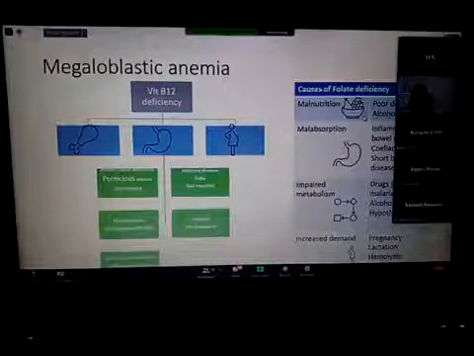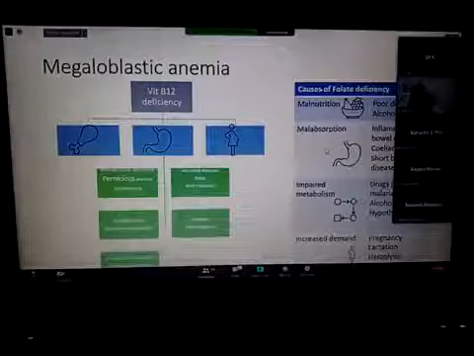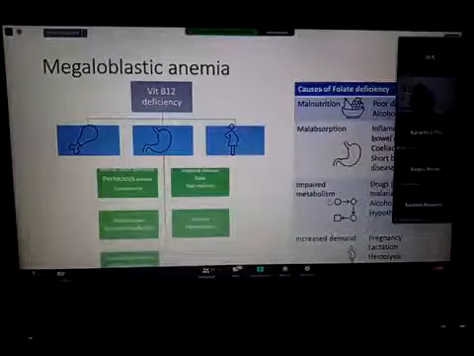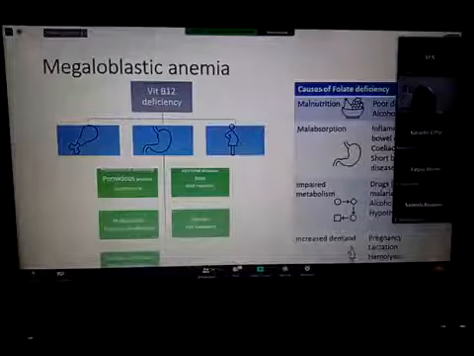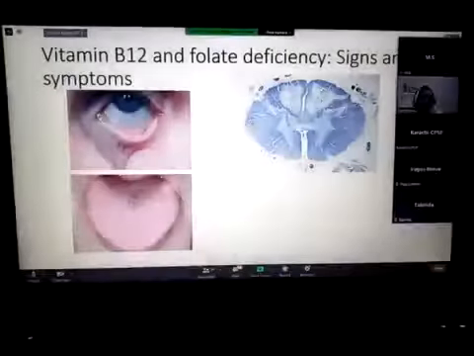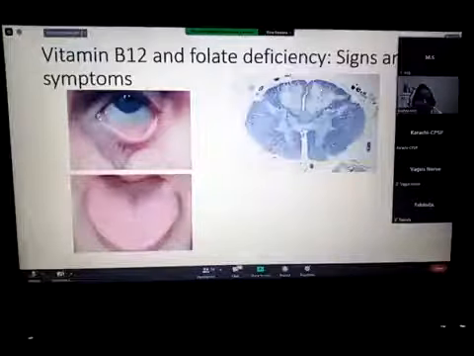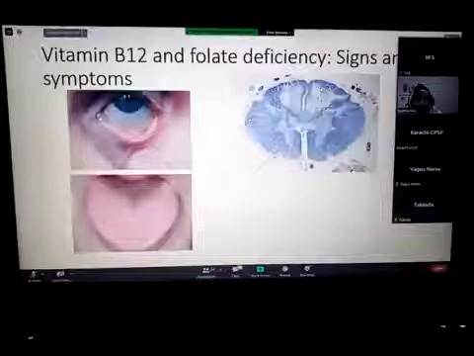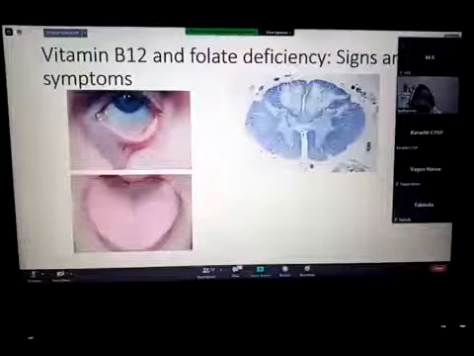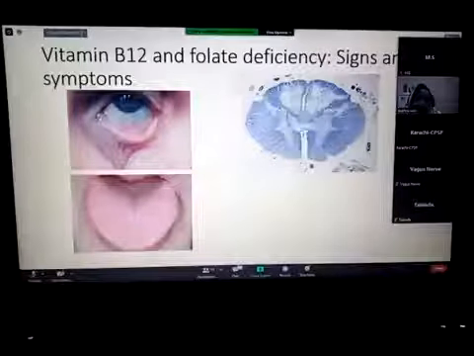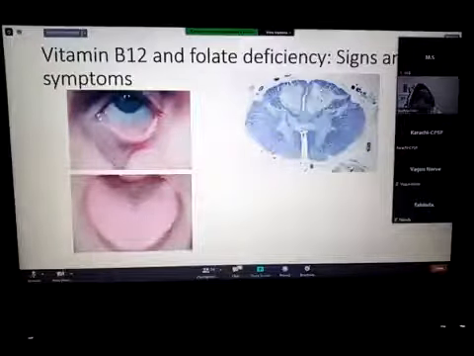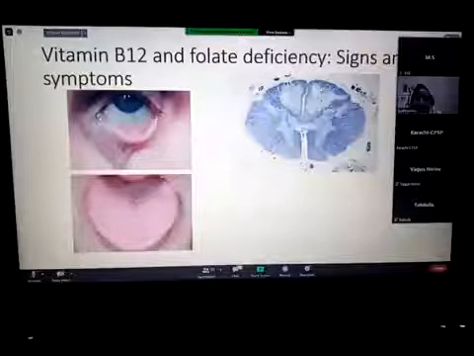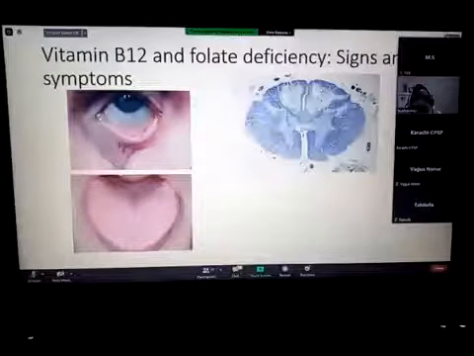Folic acid deficiency similarly can happen because of malnutrition, malabsorption, impaired metabolism, or increased demand. And what happens to the patient? The patient is pale, the patient has glossitis because the cell division is not happening, and that becomes prominent in the regions which are rapidly multiplying. For example, tongue, epithelium, the patient suffers from glossitis.